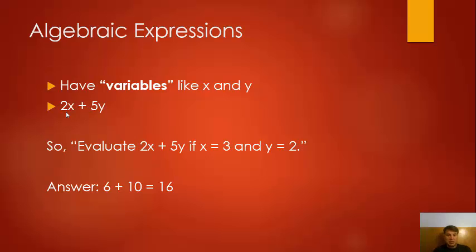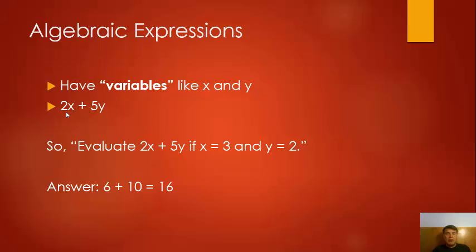6 plus 10 equals 16. Now, x and y are variables. I could have said evaluate 2x plus 5y if x equals 10 and y equals 30. So the x and y are a placeholder for a whole bunch of possibilities.